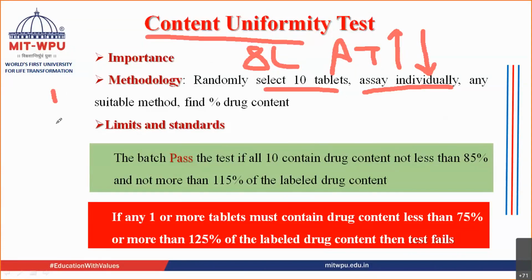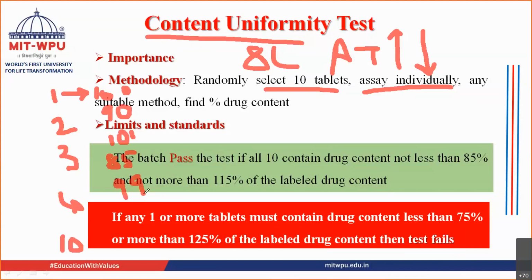So you take tablet number 1, tablet number 2, tablet number 3, tablet number 4, and up to 10. You take all these tablets and find out the content that is there. The first tablet was containing 100 milligram, the second tablet 90 milligram, the third tablet 101 milligram, the fourth tablet 85 milligram, the fifth tablet 99 milligram, and so forth. So you are going to find out the amount of active ingredient that is present.